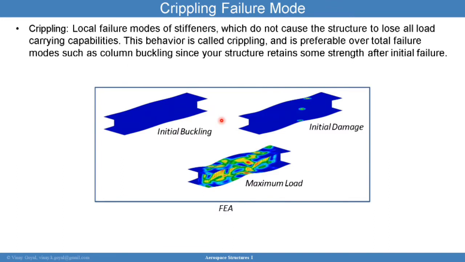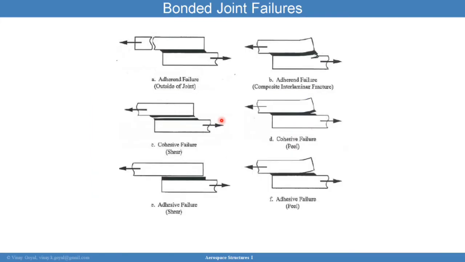Crippling failure modes need to be really paid attention to. It is sometimes ignored because people are really focusing on buckling of the larger structure, but people do miss the point that crippling could be a mechanism that causes these other global failure modes to occur. So it is very important to understand buckling, crippling, or instability failure modes.